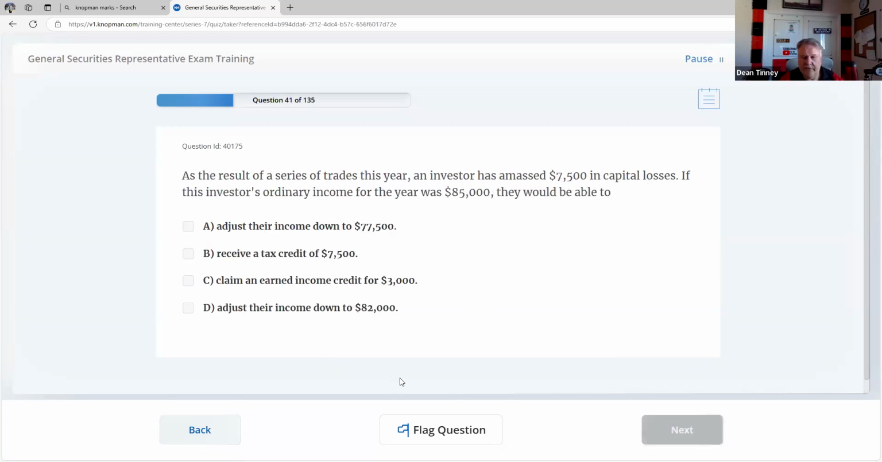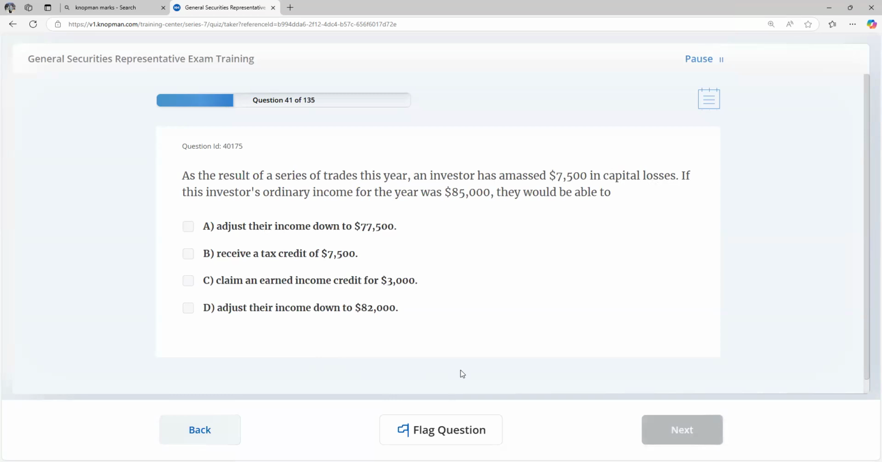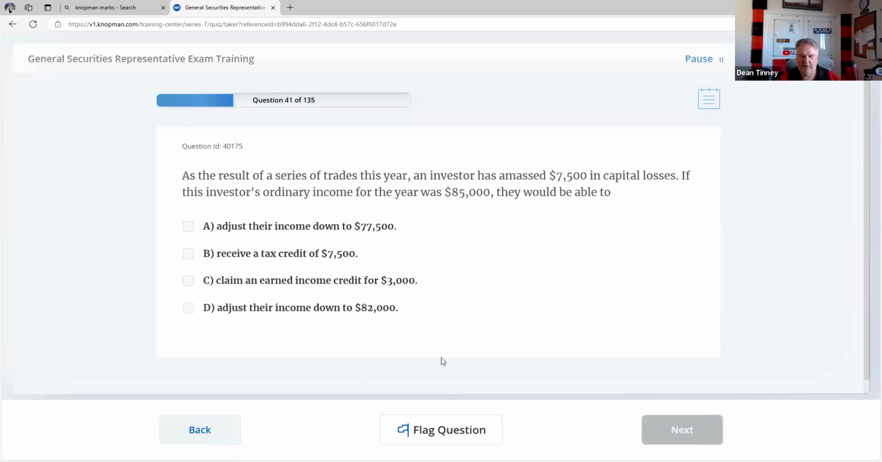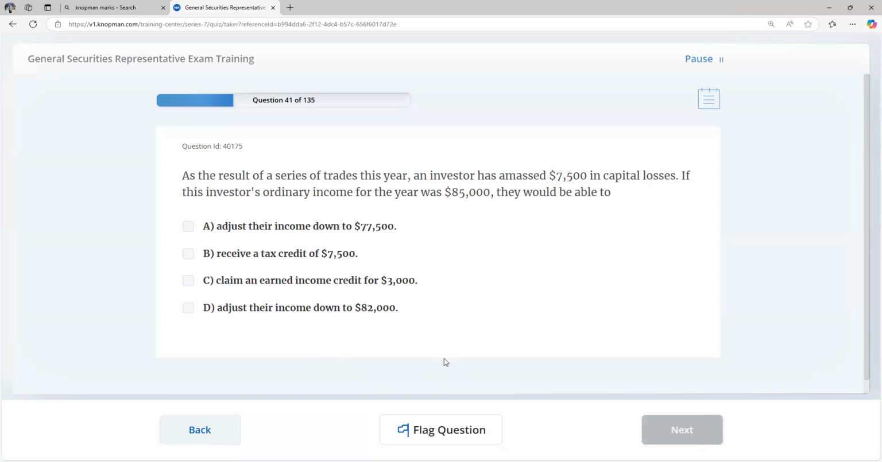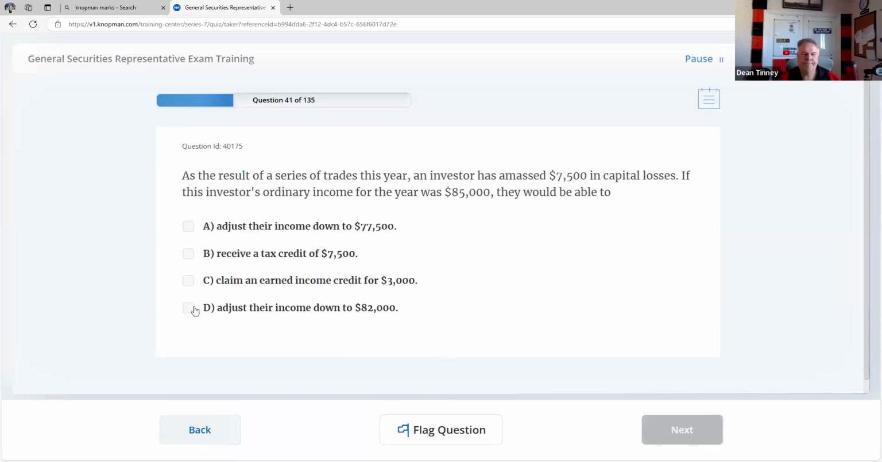As a result of a series of trades this year, an investor has amassed 7,500 in capital losses. If the investor's ordinary income was 85, they would be able to. They can deduct 3,000. Yep, you're correct. So now, how are you going to answer? Wouldn't it be 82? Yeah, right on. Okay.